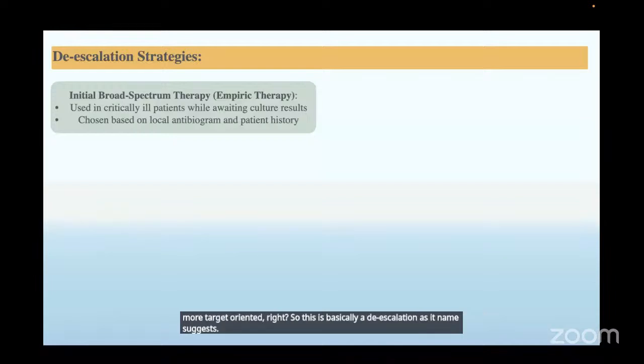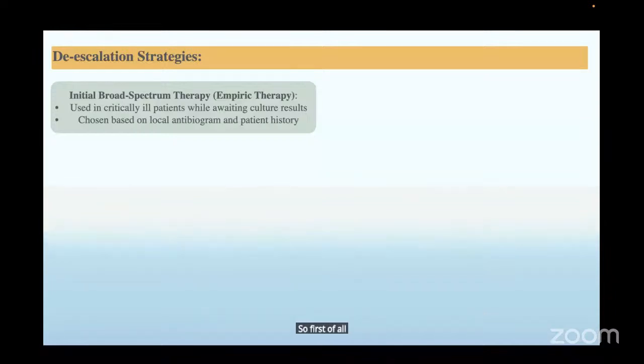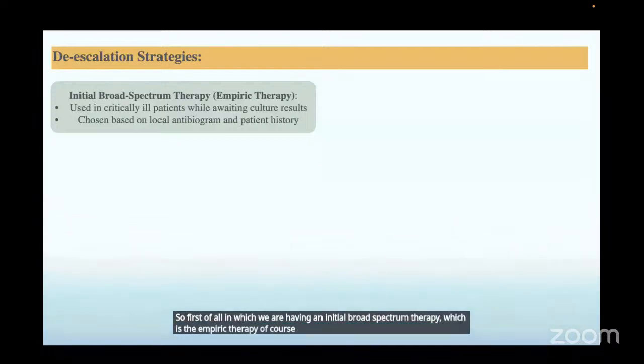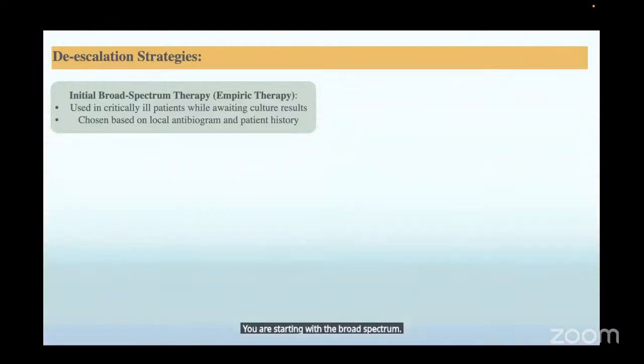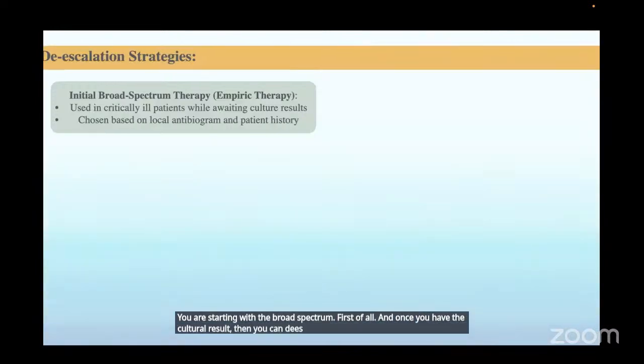First, we have an initial broad spectrum therapy, which is the empiric therapy, of course, used in the critically ill patient while awaiting the culture results, and chosen based on the local antibiogram and the patient's history. So once you have the local antibiogram data and the patient history, you start with the broad spectrum first of all. And once you have the culture result, then you can de-escalate further.